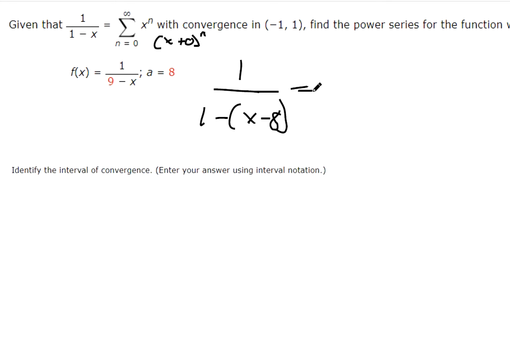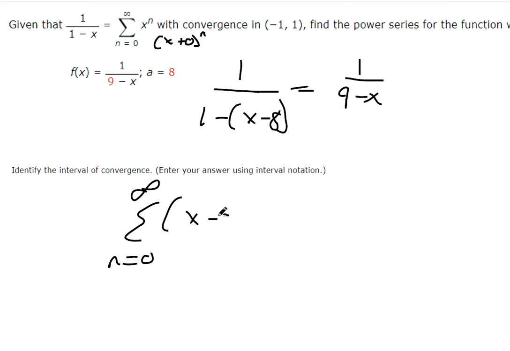And so if you expand that, it actually matches what we're working with, right? Minus a negative 8, that means we get 9 minus x. Same thing. In other words, what that means is that our power series just needs to be the sum from n equals 0 to infinity of x minus 8 to the nth power.